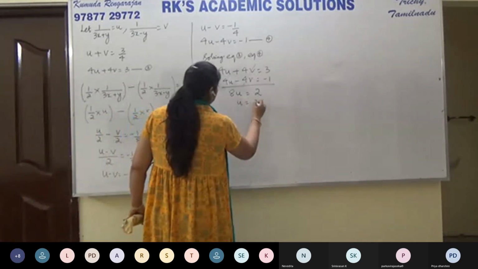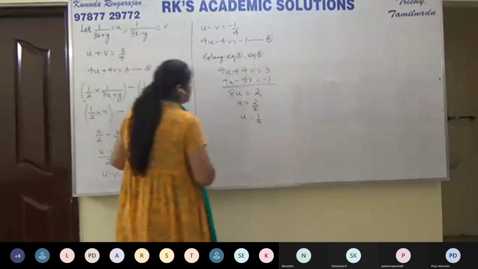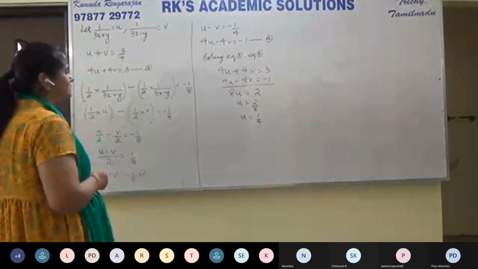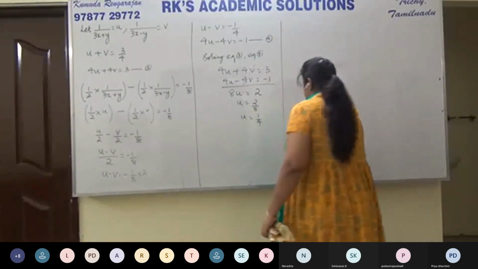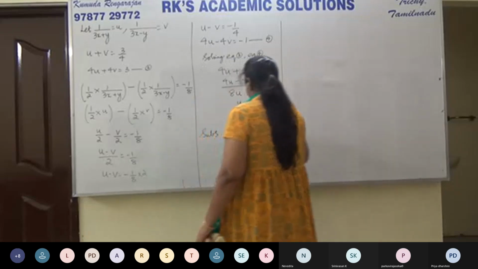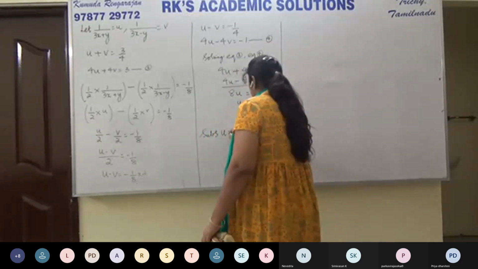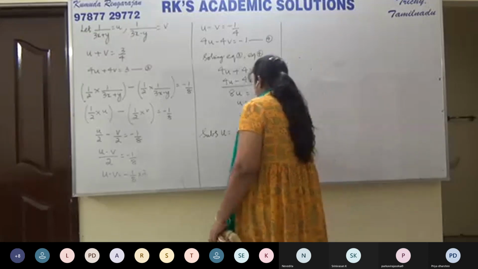So this gives u is equal to 2 by 8, u is equal to 1 by 4. Once we get u, substitute. Now once you find u, you should find v. With u, you don't try to find x and y. With u, find v next.